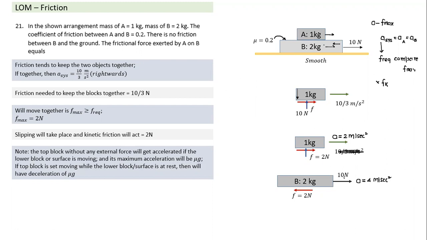So if no force is acting on a block which is placed on a surface or another block, its maximum acceleration is limited to mu g. So what does it mean? If I tend to move the whole system with an acceleration less than mu g, no slipping will take place, static friction will act. If I try to accelerate this two block system with an acceleration greater than mu g, in that case, this will have only acceleration mu g and slipping will take place.